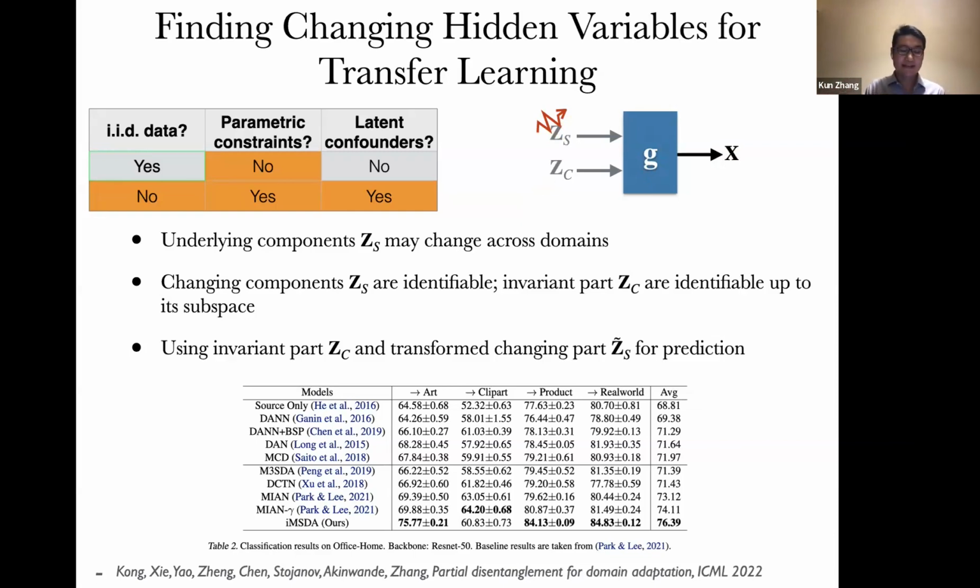And furthermore, the invariant part across domains can be identified up to the subspace. And now you can see by trying to recover how the underlying changing factors change across domains, you can align them and do domain adaptation in an automatic way. So this is the idea. Basically, the idea is to have a compact representation of the change in the distribution across domains.